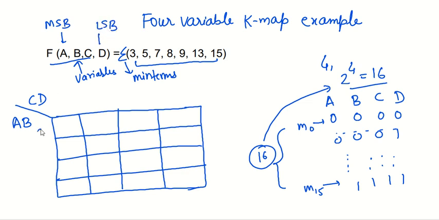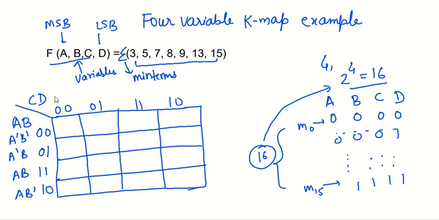So the value of AB can be 0, 0, then 0, 1, then 1, 1 and then 1, 0. I told in an earlier video that this number system generally utilizes gray code values. So here 0, 0 means A dash B dash, then A dash B, then AB, and the last one is AB dash. Similarly for CD it is 0, 0, 0, 1, 1, 1 and 1, 0. This 0, 0 is representing C dash D dash, this is C dash D, this is CD, and the last one is CD dash.